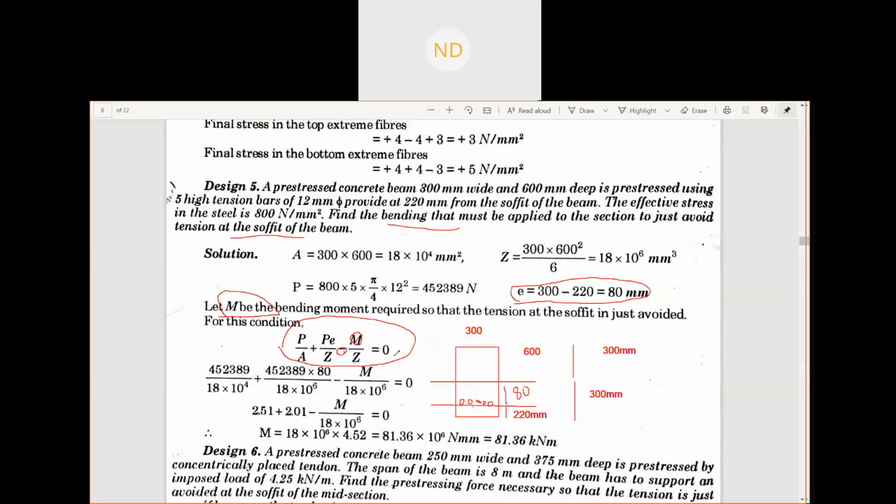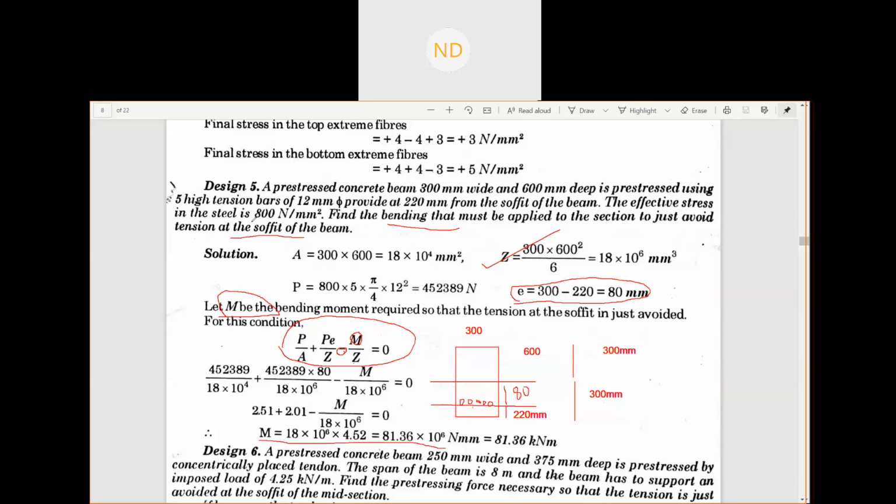Okay, so now we know our pre-stressing force, 45238 Newton. The eccentricity we know, the section modulus we know. So we can easily calculate, we can equate this and calculate our moment in this way. Okay, done.